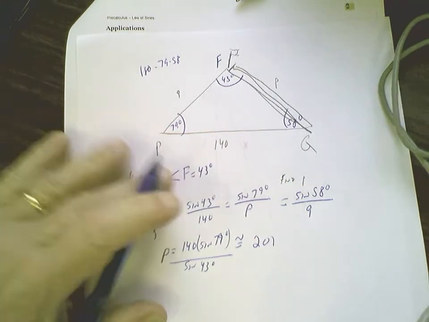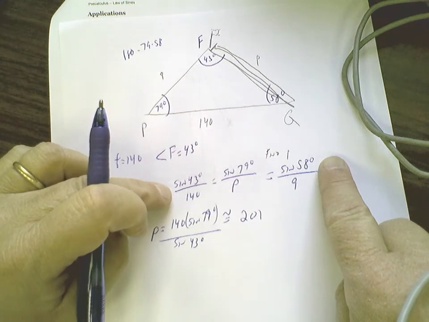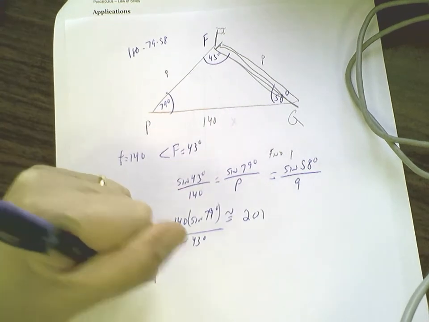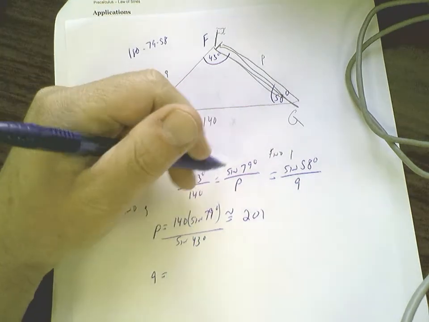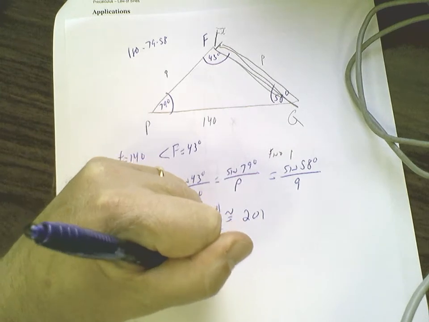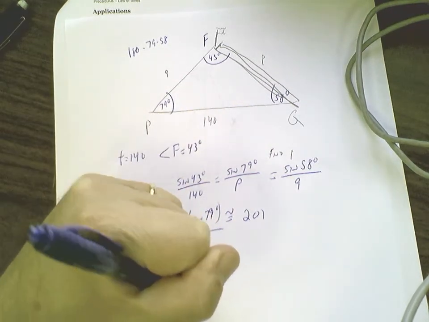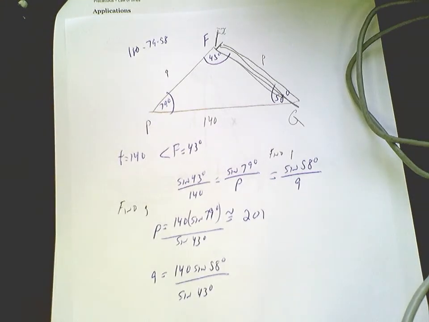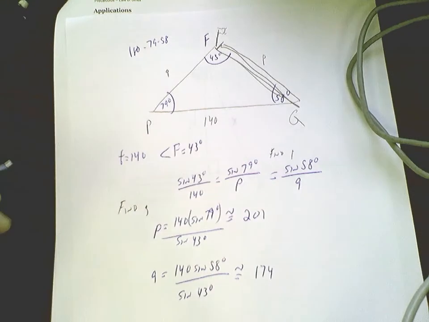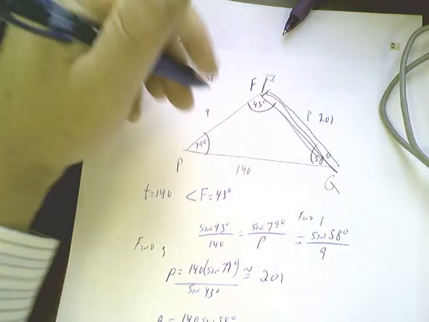I'll use these pieces, this and this. I can say that Q is equal to 140 times the sine of 58 degrees, divided by the sine of 43 degrees. And I walk through with this, I'll come up with a value of about 174. So P, 201, Q, 174.